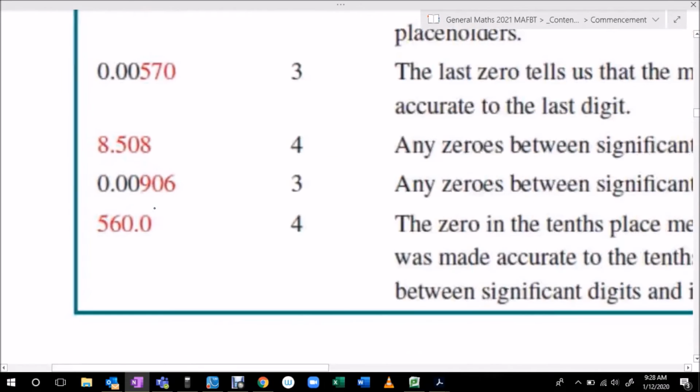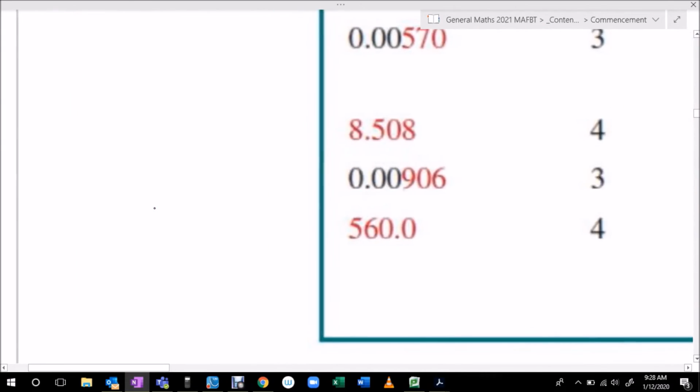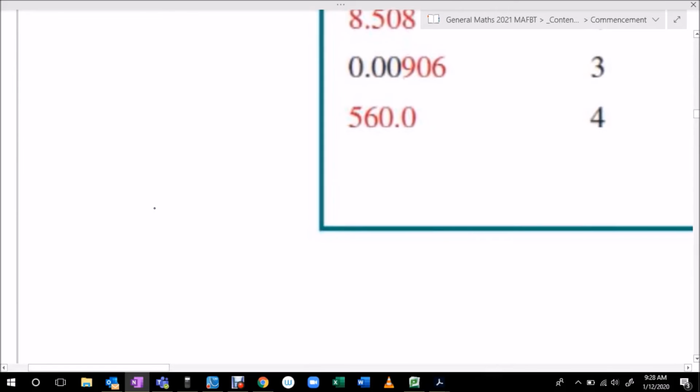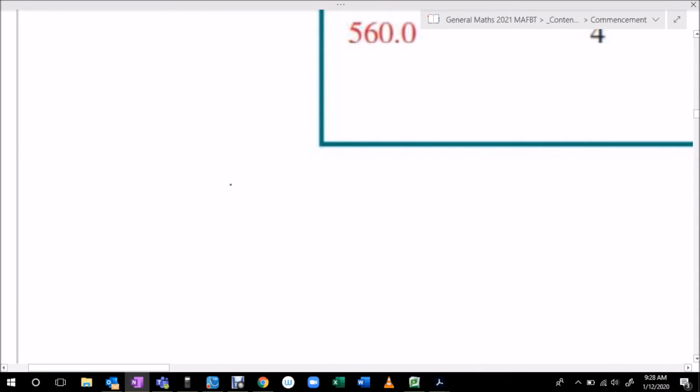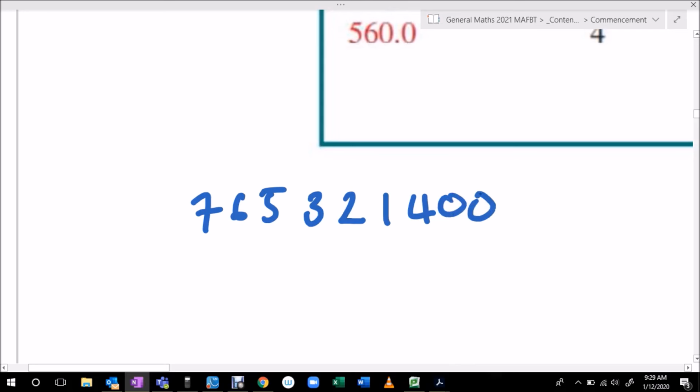The main idea is, for significant figures, it wants you to round your answer to this many important numbers. Say, for example, we measured Joseph's handsomeness level, and it was 7, 6, 5, 3, 2, 1, 4, 0, 0, 0, 0. That's how many perms he's got. That's a lot of numbers, and I just want to round this to 2 significant figures.